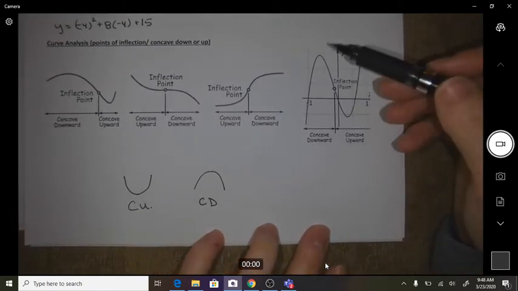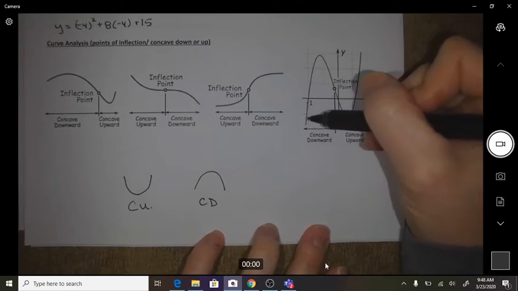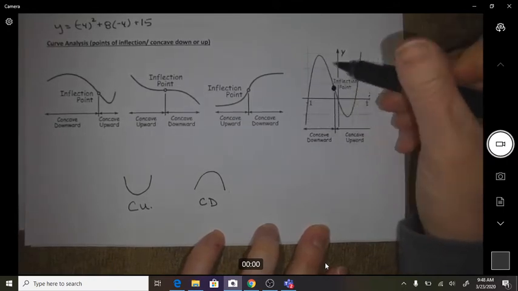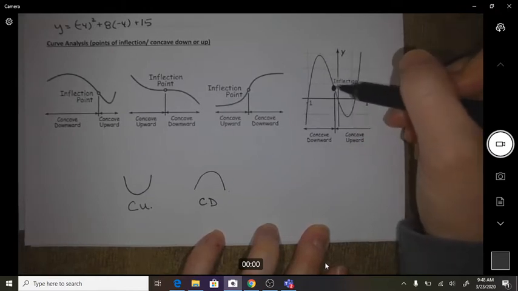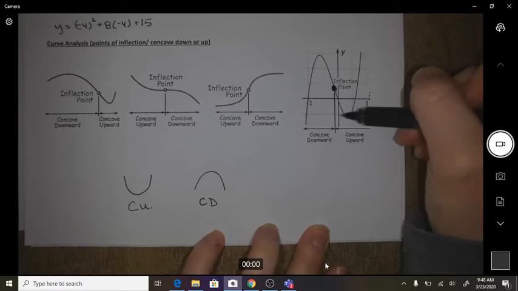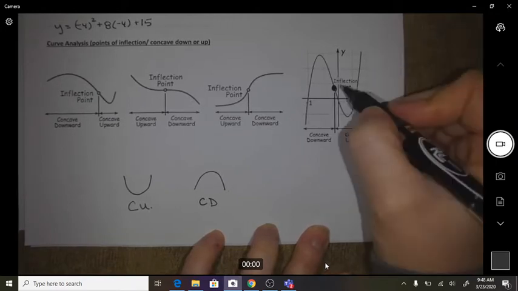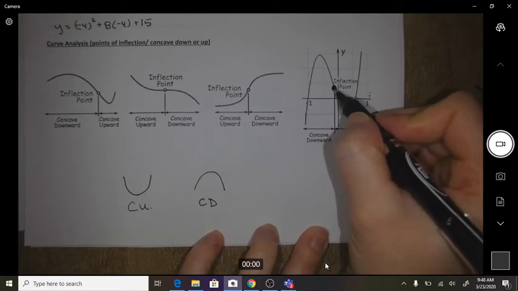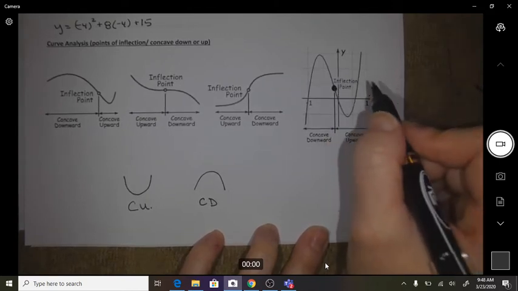On this particular shape, you can see that from here to here this is concave down, and then at this particular point the shape changes to concave up. So now we're going to be looking for this point. Where is it changing? It's called an inflection point.